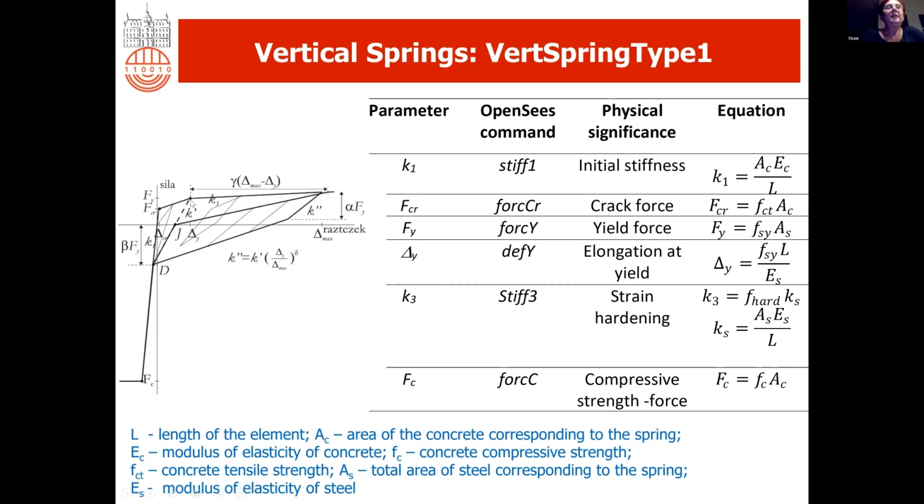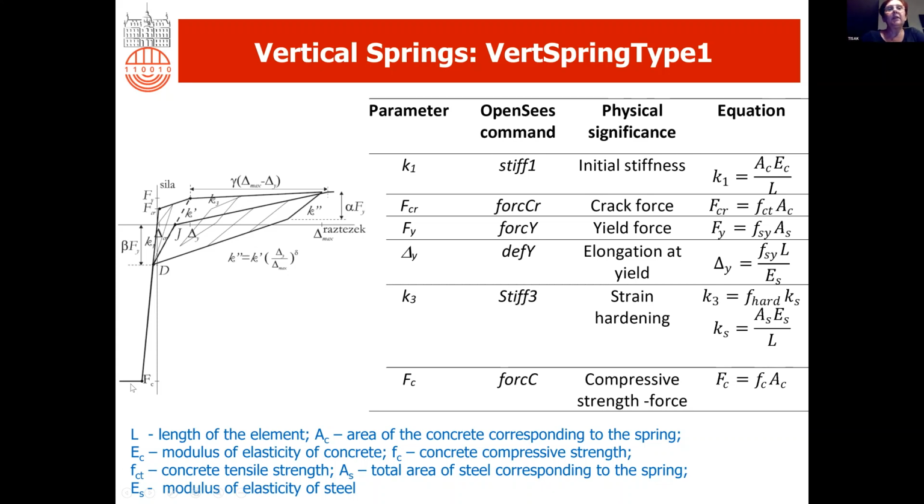Then we have to define the yielding displacement, which can be calculated in this manner. Actually, the yielding force divided by the stiffness. And then the strain hardening, this is this branch, K3, which we have to define based on the properties of the steel. This is the behavior in tension, then the behavior in compression.